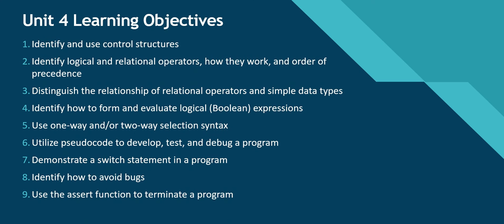Here are your Unit 4 learning objectives for this particular unit. You're going to learn how to identify and use control structures, identify logical and relational operators, how they work, and their order of precedence. You're going to learn how to distinguish the relationship of relational operators and simple data types. You're going to learn how to identify, form, and evaluate logical or Boolean expressions. You will learn how to use one-way and two-way selection syntax. You'll utilize pseudocode to develop, test, and debug a program, and demonstrate a switch statement in a program. You'll learn how to identify bugs and how to use the assert function to terminate a program.